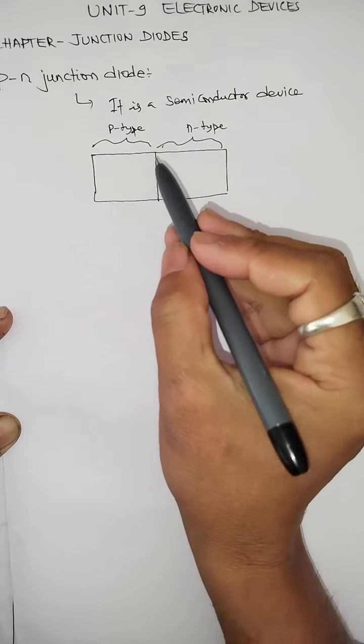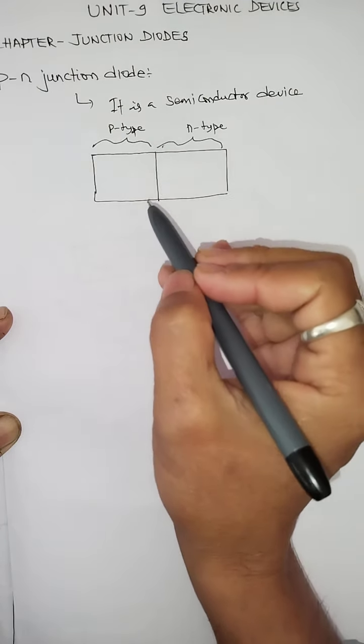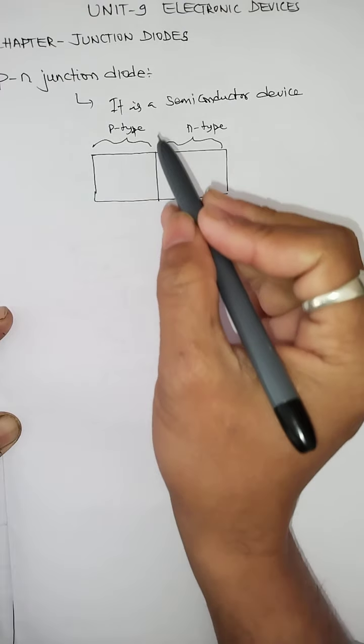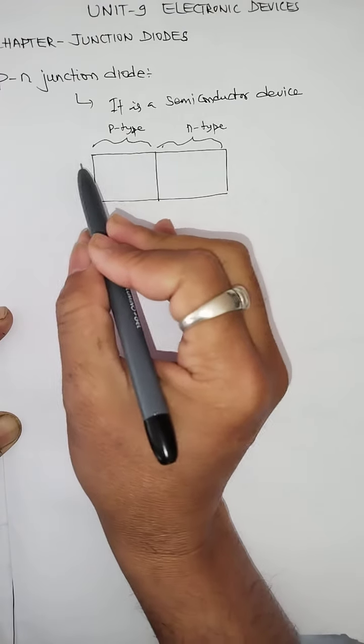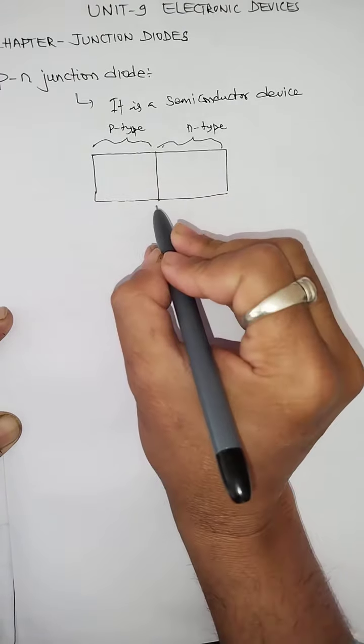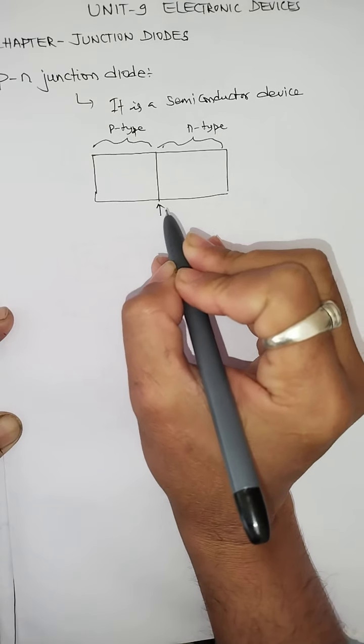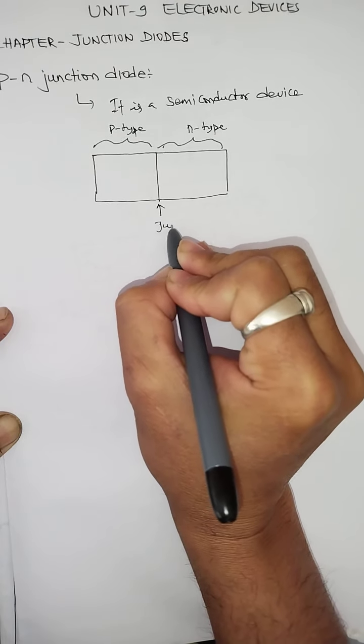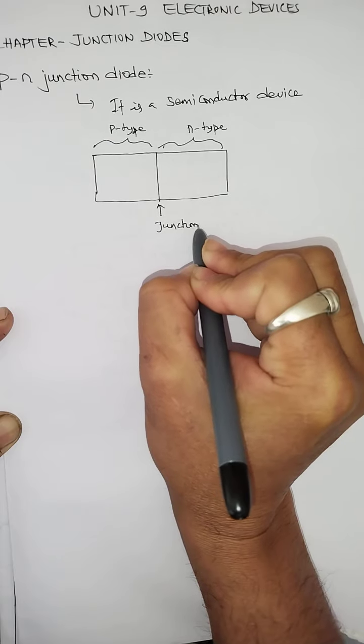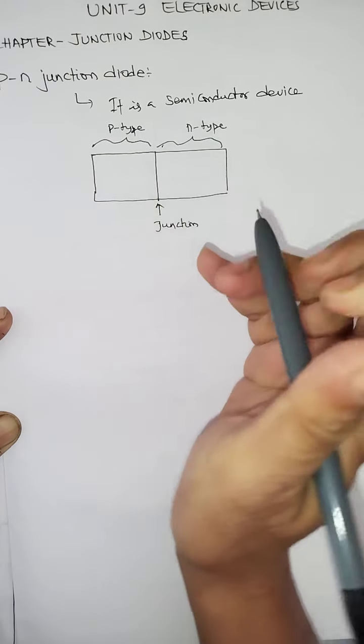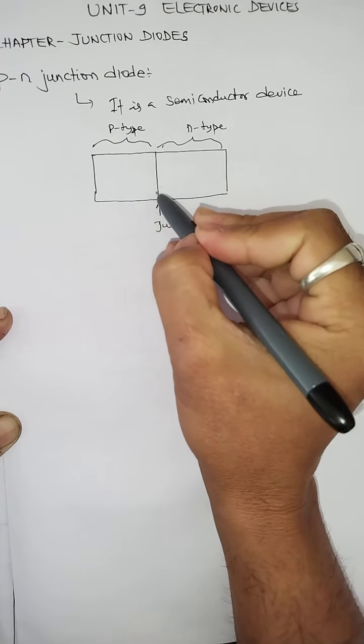The region where the boundary in which these two P and N type semiconductors are joined is simply called the junction. So this point we simply call the junction. And you know the word junction means the meeting point. So when they are connected by a very thin layer, this part is called the junction.